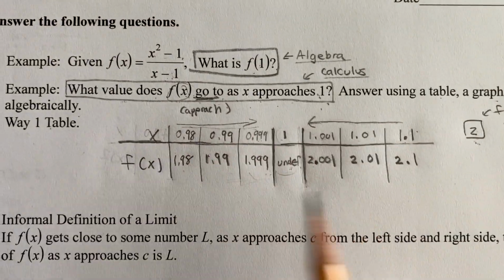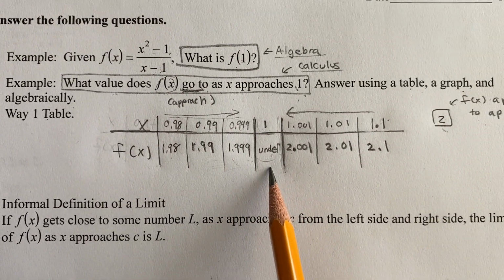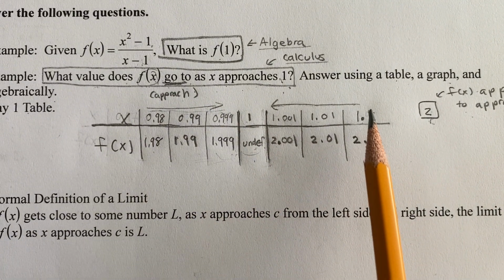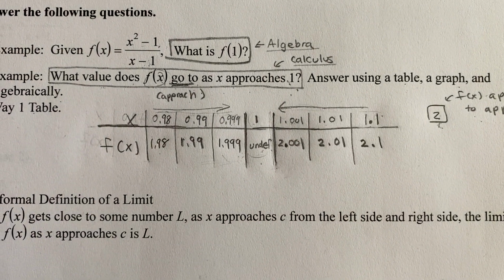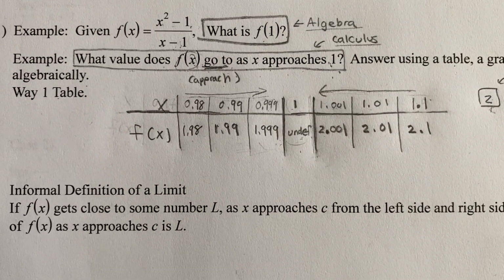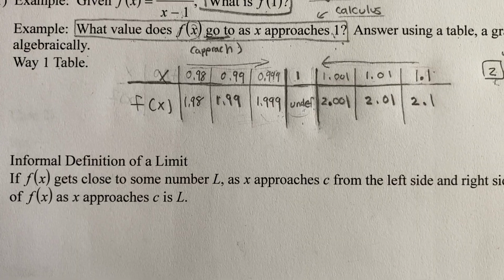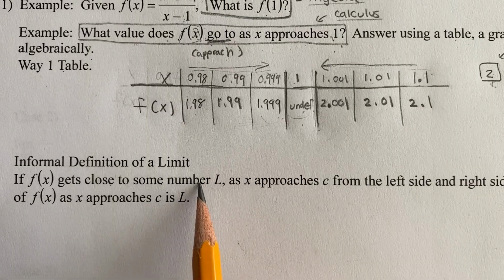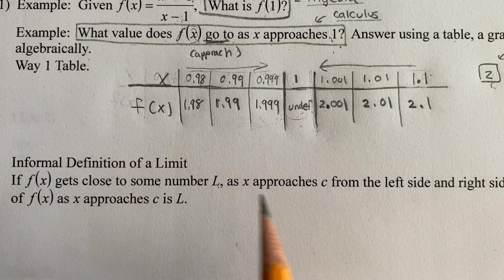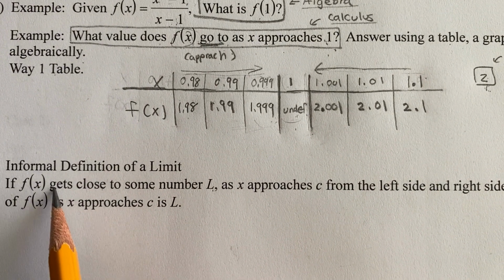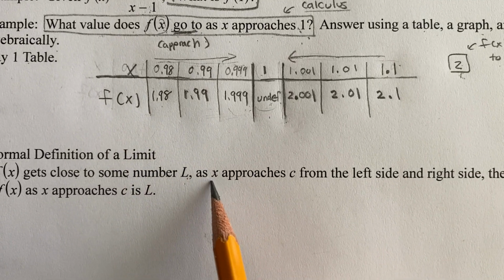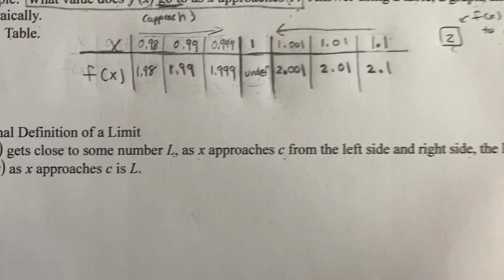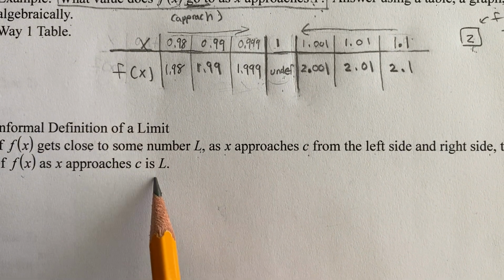Okay, so we answered this question using a table. It looks like the y value, or the f of x, is approaching 2 as x is approaching 1 from the left and from the right. And herein lies the informal definition of the limit. We talked about approach: if f of x, your y value, gets close to some number L as x approaches c from the left side and the right side, the limit of f of x as x approaches c is L.